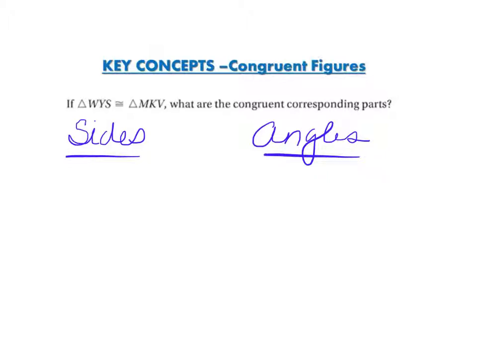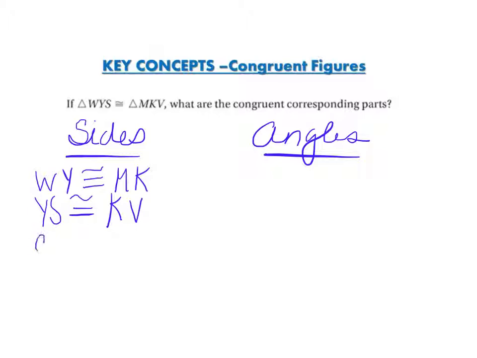So the first side is going to be, I look at the first letter of the first one, and WY is the side, and it is congruent to the first 2 letters of the next one, which is MK. Now I'm going to start at the middle letter. YS is congruent to KV. And then I'm going to look at the last letter and the first letter. SW is congruent to VM. So I have 3 sides on each triangle.